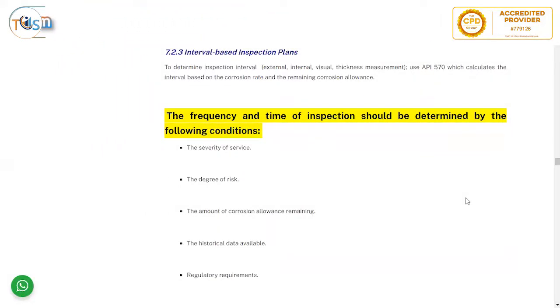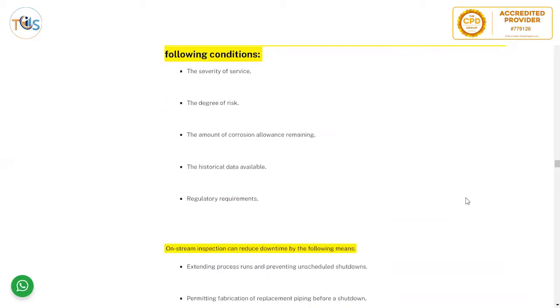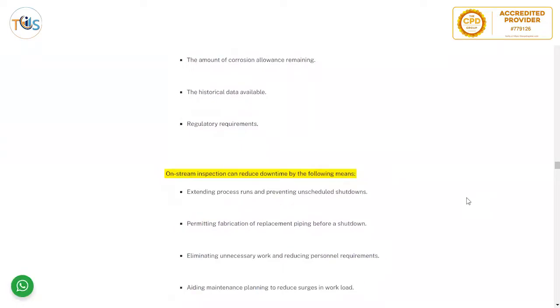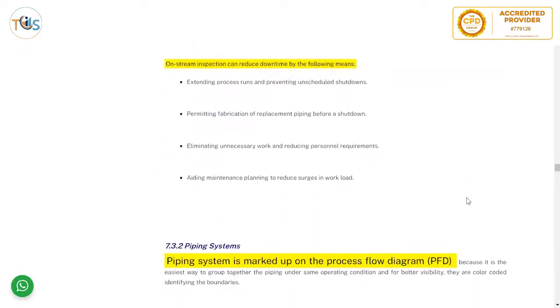Interval-based inspection plans determine inspection interval: external, internal, visual, thickness measurement. Use API 570, which calculates the interval based on the corrosion rate and the remaining corrosion allowance. The frequency and time of inspection should be determined by the following conditions: severity of service, degree of risk, amount of corrosion allowance remaining, historical data available, regulatory requirements.